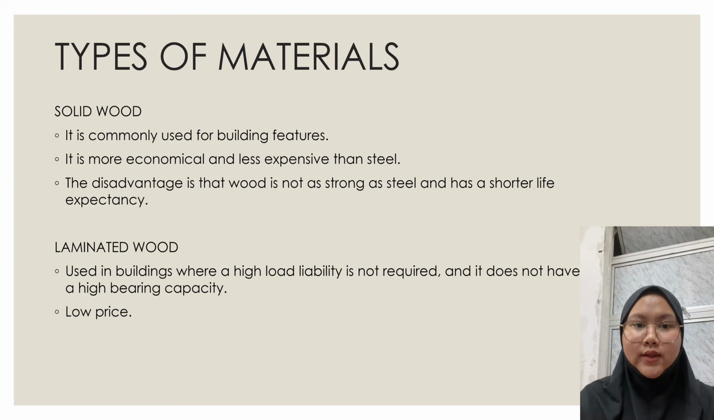Types of materials. Solid wood. It is commonly used for building features. It is more economical and less expensive than steel. The disadvantage is that wood is not as strong as steel and has a shorter life expectancy. Laminated wood. Used in buildings where a high load liability is not required, and it does not have a high bearing capacity and low price.